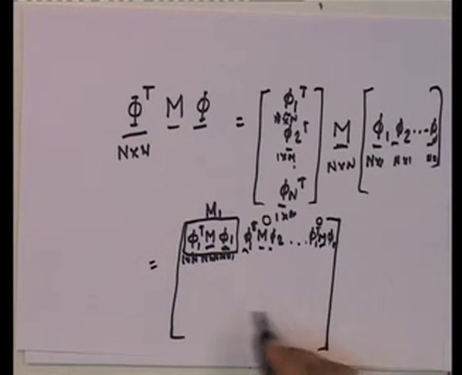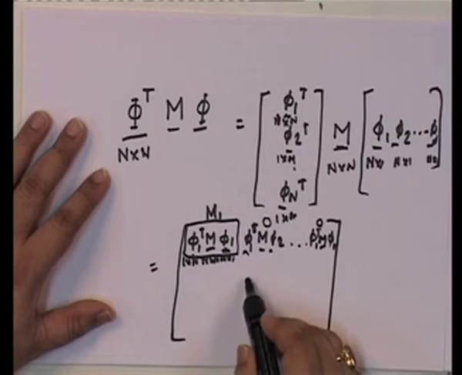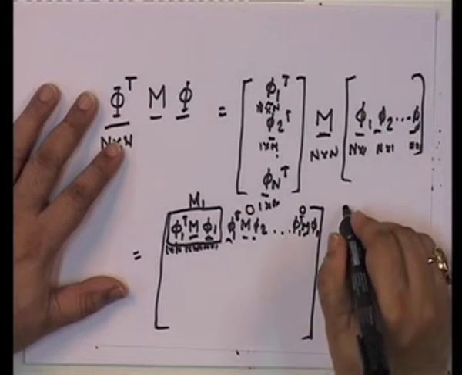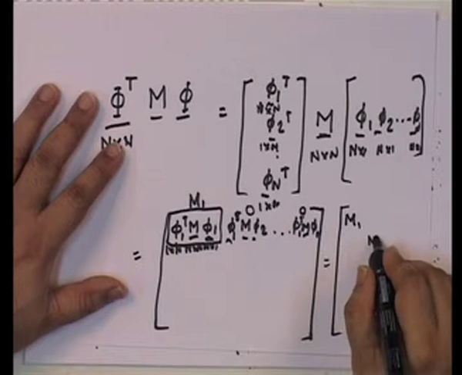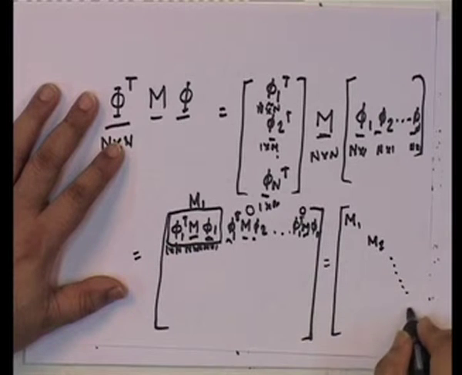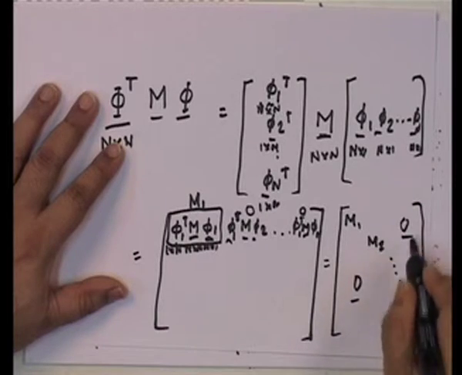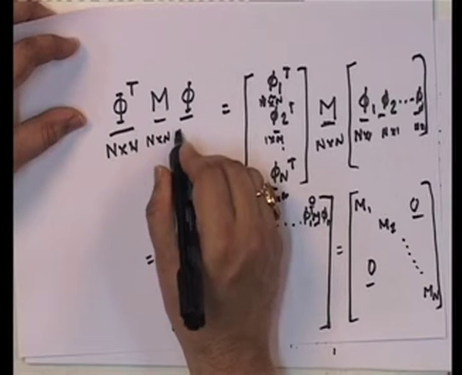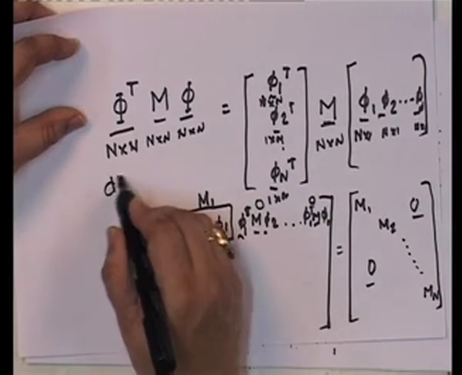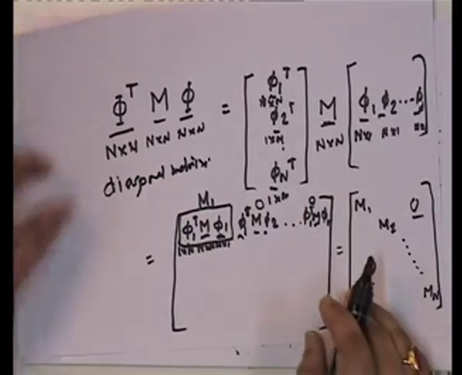Okay. So, if you look at this matrix, the next one is phi 2 transpose m phi 1, phi 2 transpose m phi 2. So, this matrix looks like this: m 1, m 2, and zeros elsewhere. It is just a diagonal matrix.